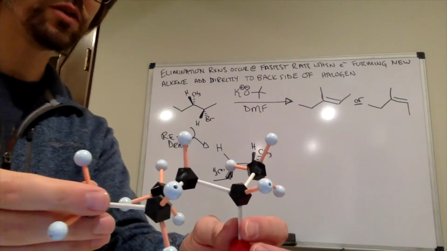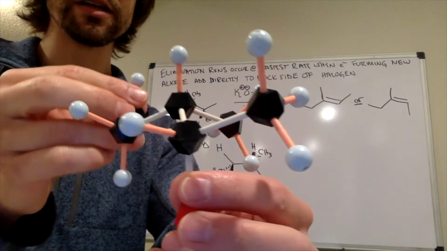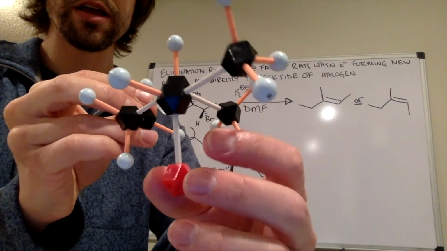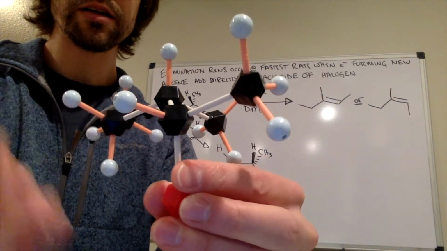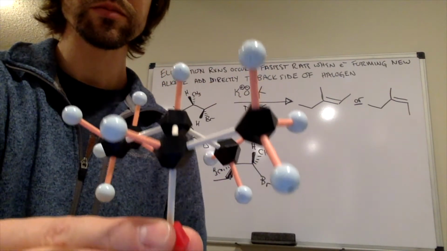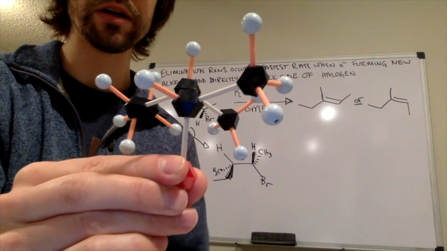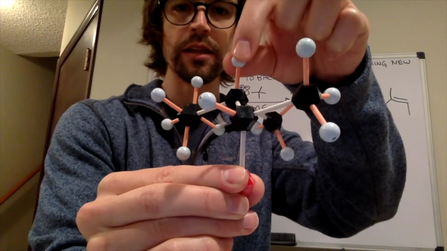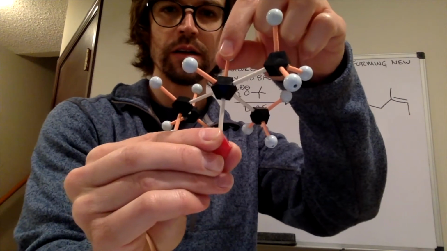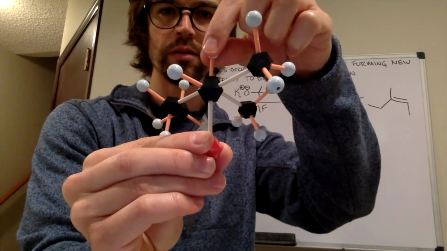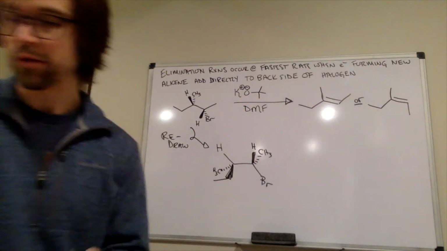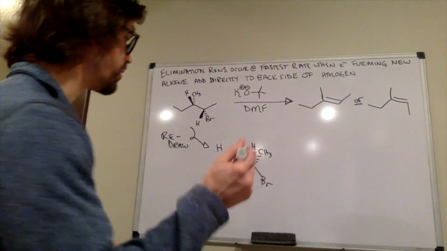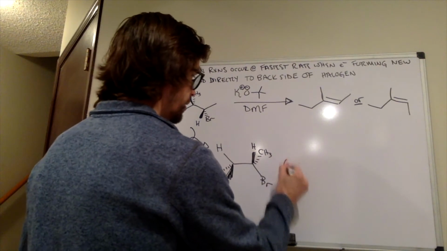And what we're going to do now is look at this as if it was a Newman projection. That's going to show that this bromine that I'm holding is directly in the same plane as this hydrogen here. So we're essentially looking at this with a Newman projection now, looking at it right here.